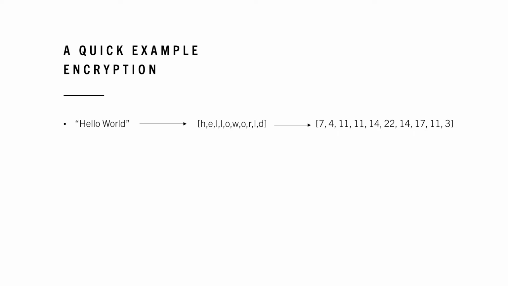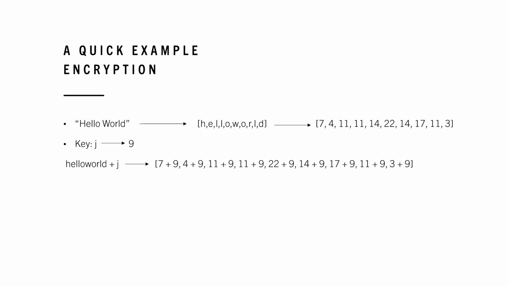And for the key that we're going to be using in this example, we're going to use the letter J, because this is just an example, and we just use the letter J to see how it works. So how this is going to work is that we add the letter J to the word helloworld modulo 26 and we get a new set of letters. So how does this process work? We add the number 9 to the whole word helloworld.